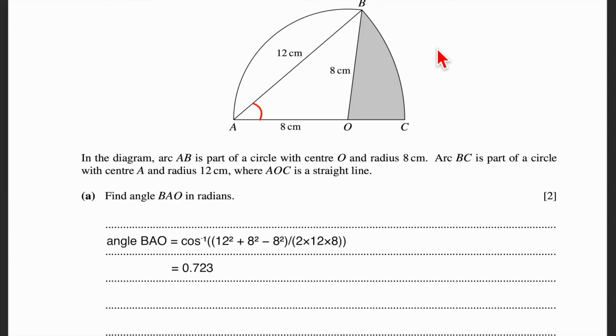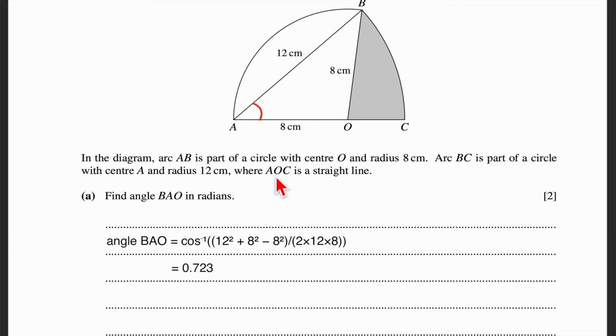Here's a question from the 2020 paper. It says in the diagram, arc AB is part of a circle with center O. So that's a radius, and that's a radius, and that's why they're both 8 centimeters. And arc BC is part of a circle with center A and radius 12. So that's a radius which is 12 centimeters, and I guess in total that distance there would be 12. So that's telling me that that distance there is just 4, isn't it?